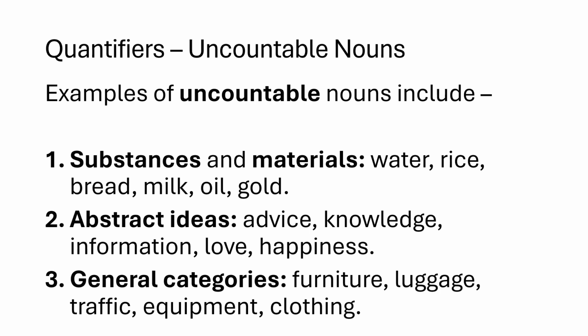Examples of uncountable nouns include substances and materials, such as water, rice, bread, milk, oil, gold. Abstract ideas, such as advice, knowledge, information, love, happiness. General categories, for example, furniture, luggage, traffic, equipment, clothing.